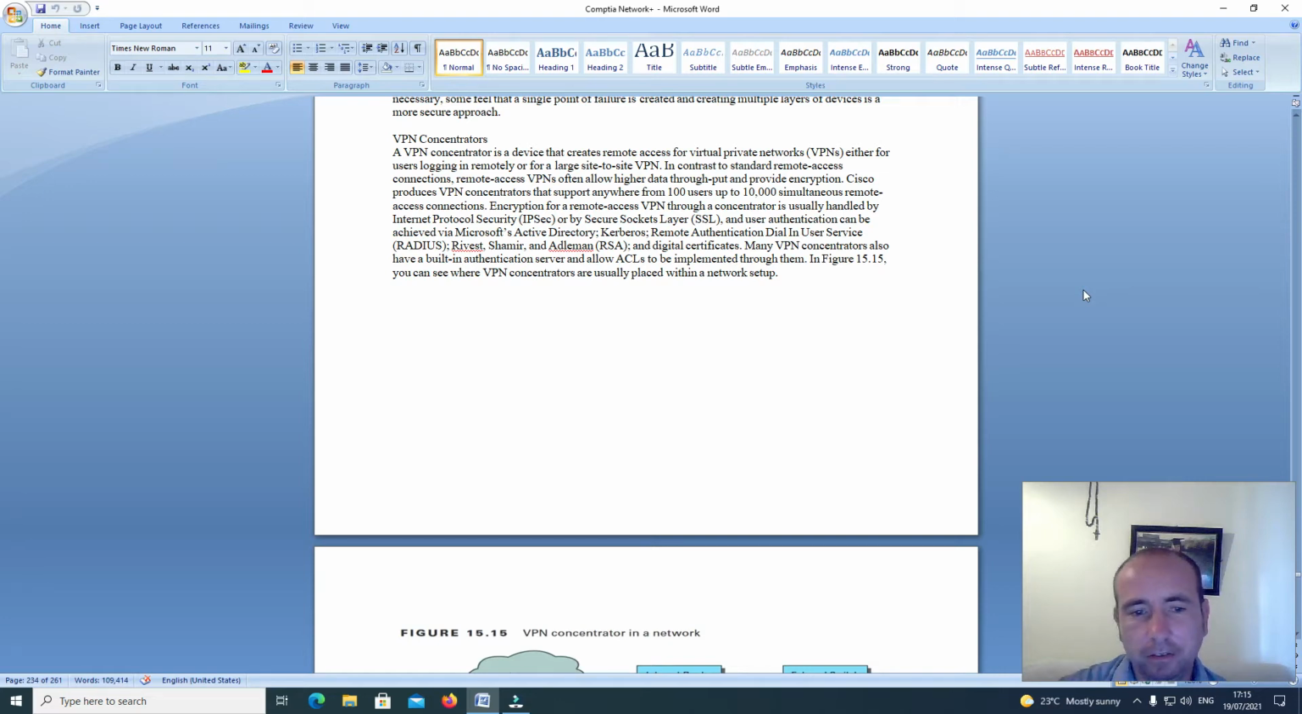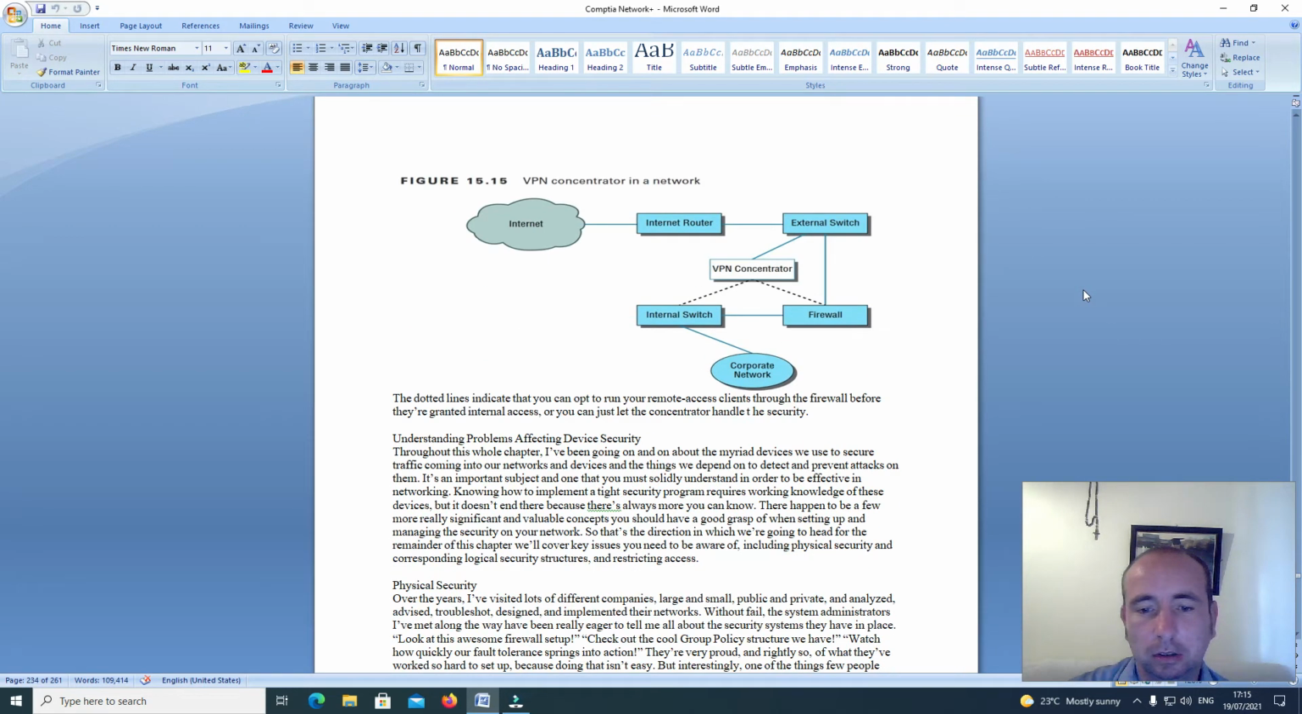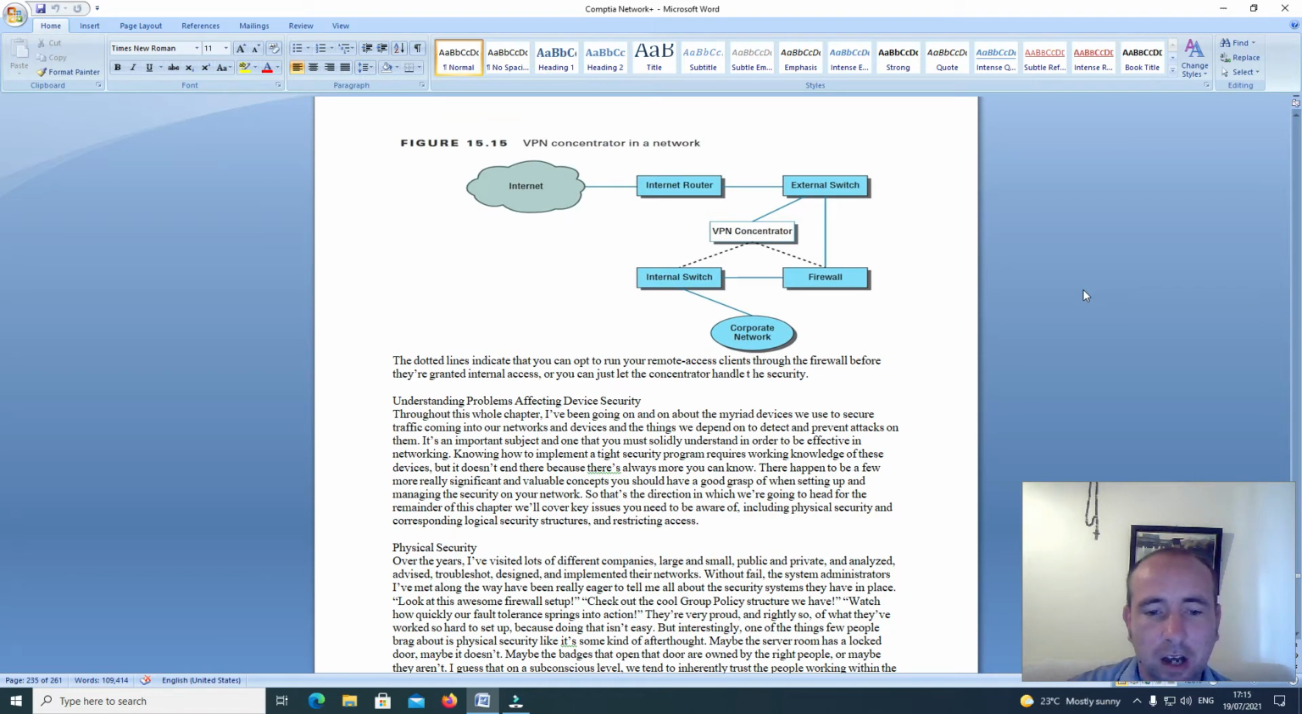In figure 15.15 you can see where VPN concentrators are usually placed within a network setup. The dotted lines indicate that you can opt to run your remote access clients through the firewall before they're granted internal access, or you can just let the concentrator handle the security.